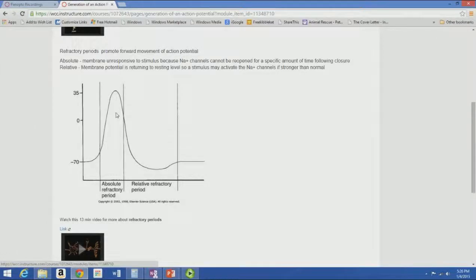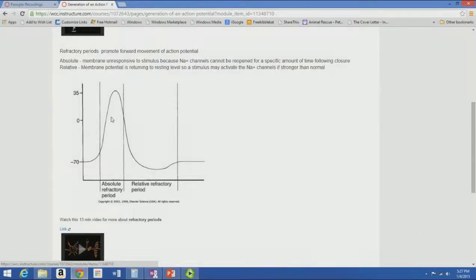During the relative refractory period, now the membrane potential is starting to return back to that minus 70 millivolts. It's returning back to its resting level. At that point, a stronger than normal stimulus could activate the sodium channels to open again. So you're starting to get into where you're even more negative than the resting state, but if you had a strong enough stimulus that took it way up here again, you could fire that nerve again.